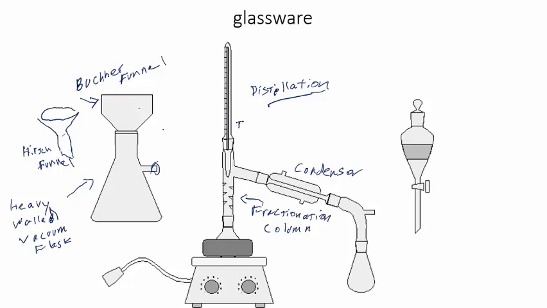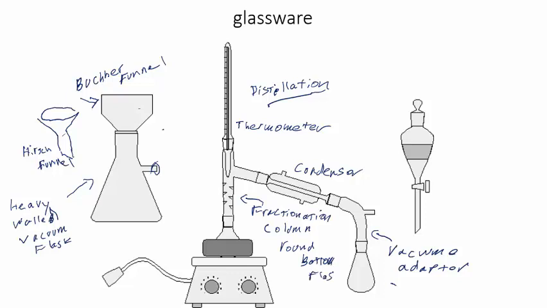This is a condenser. Thermometer, of course. And this is a vacuum adapter. Let me draw a line arrow to it. This would be a round bottom, actually. It looks like a rotary evaporator flask, but round bottom flask is fine, good enough. Here and here. I think that's pretty much everything. Of course, you can recognize a hot plate and stirrer.